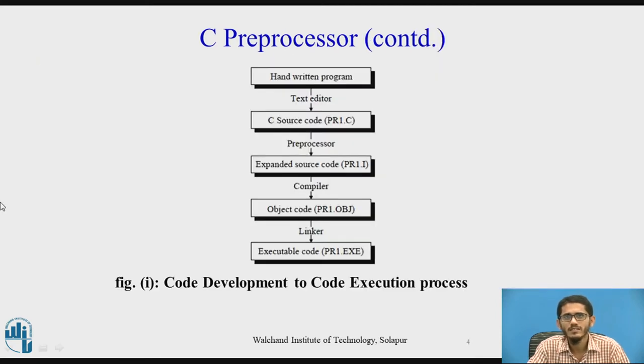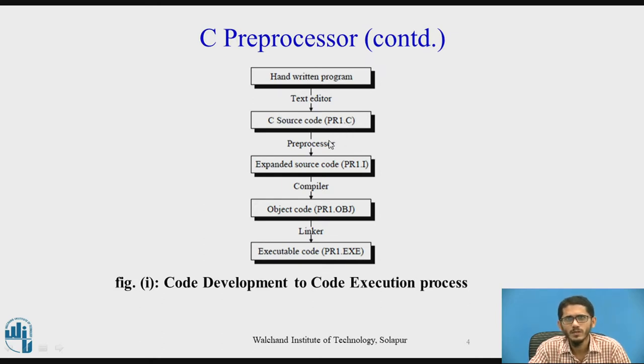Now let us see this diagram. In this diagram you can see the different phases right from the point where a program has been written up to the point when the program is executed. Initially there is a handwritten program, written on a text editor, which can be called a C source code. Let us say for example the name of the program is pr1.c.